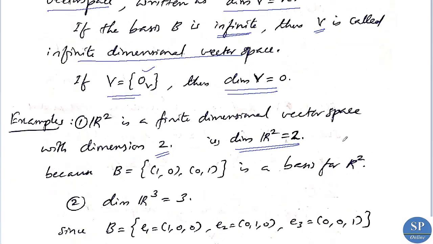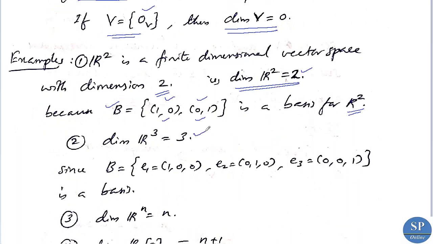It is because we have already discussed that B equals {(1,0),(0,1)} is a basis for R2. We know this is the standard basis for R2. Since this basis contains two elements, the dimension of R2 is 2. Similarly, dim R3 is 3 because R3 has a basis B equal to {e1, e2, e3}, or (1,0,0), (0,1,0), (0,0,1). Since this basis contains 3 elements, dim R3 is equal to 3.